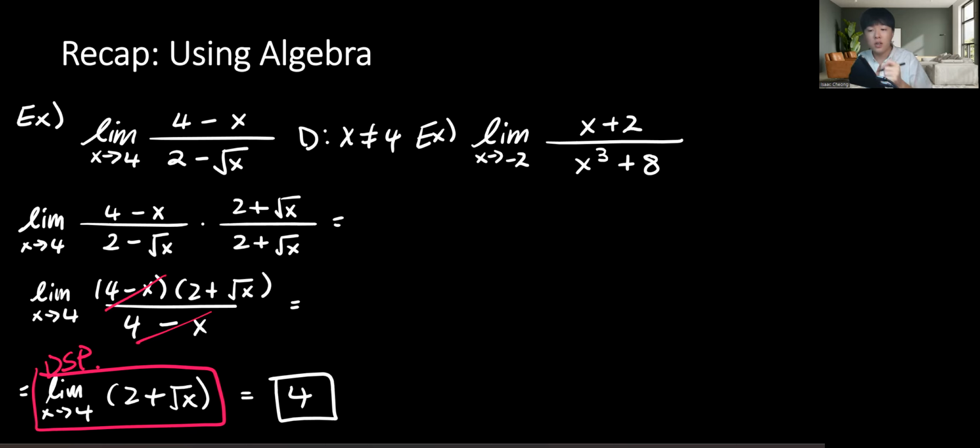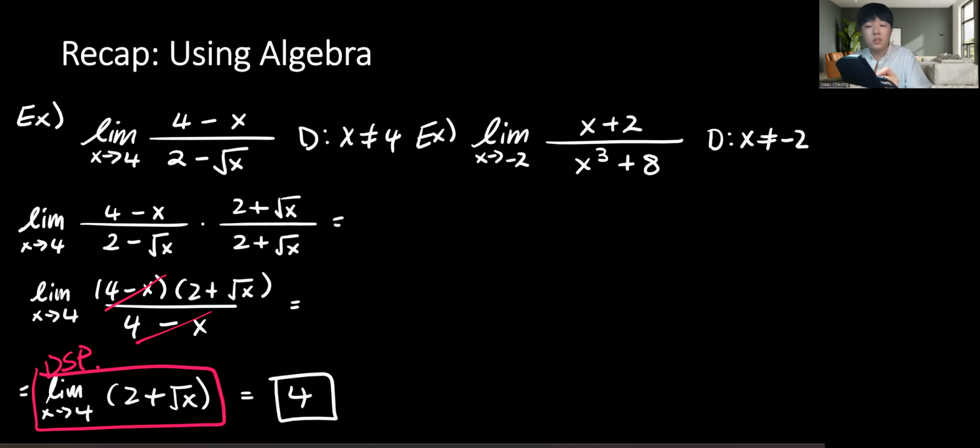Right, let's look at the next example. In this problem, it's pretty confusing, but negative 2 is definitely not in the domain. The domain is x cannot equal negative 2 for this part. Because if you put negative 2 to the third power, that is negative 8, and negative 8 plus 8 makes 0, and the denominator cannot equal 0. So in this case, we need to do something with the denominator so that negative 2 can go inside the domain of the function. Then we can use DSP.